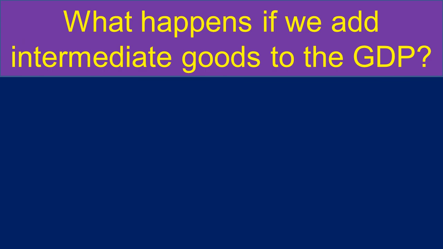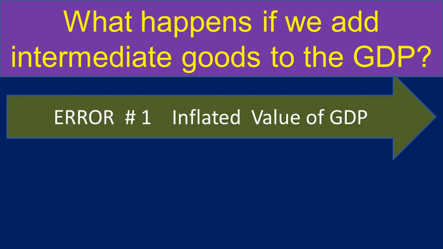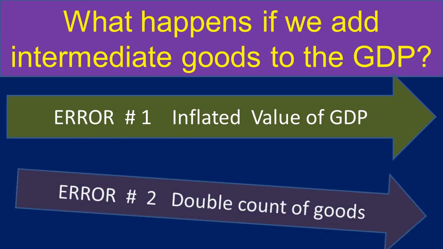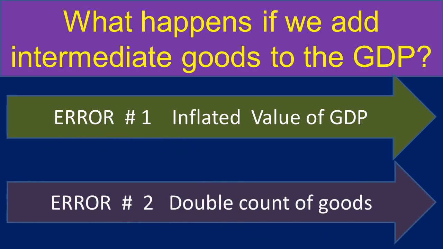Let's see what happens if we add intermediate goods to the GDP. Error 1. Inflated value of GDP. Means in the GDP, the value will be shown very high, which is not the real one. And error 2, double counting of the goods. Means whatever good is already taken, the value of that one will be counted again and again.